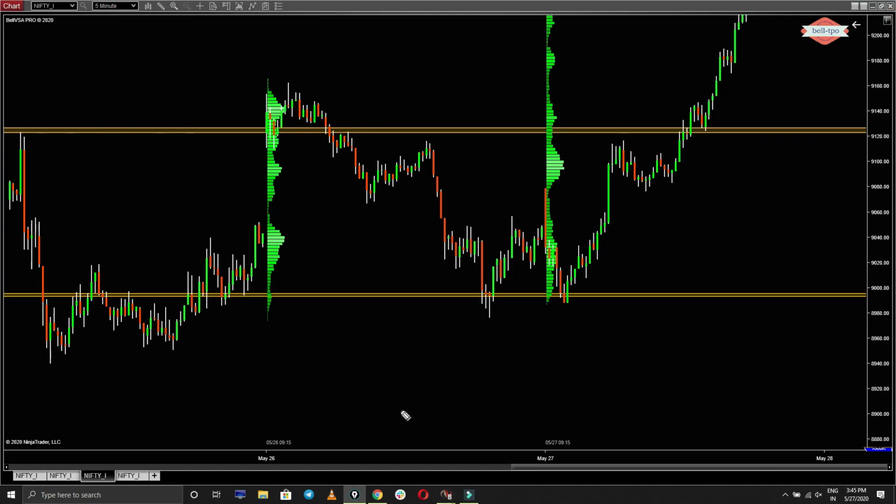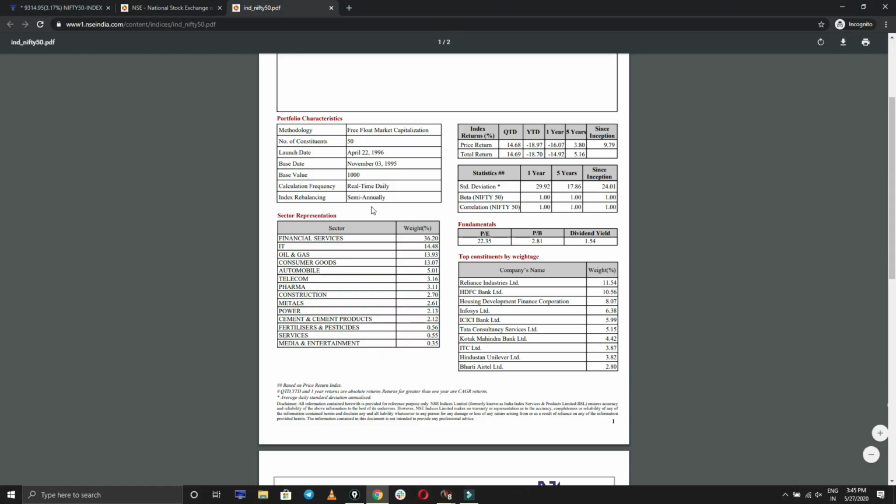Hi friends, today we'll study single print zones and volume profile, both in brief, and how we can take entries near this volume profile or single print zone. First we'll go to the NSE website.